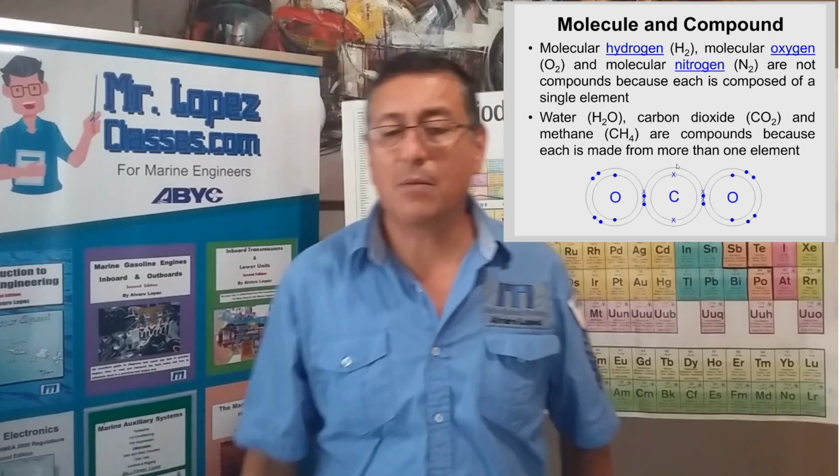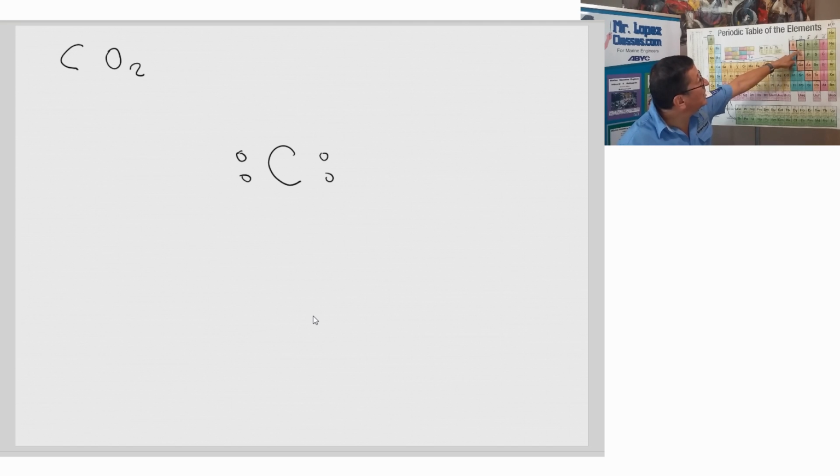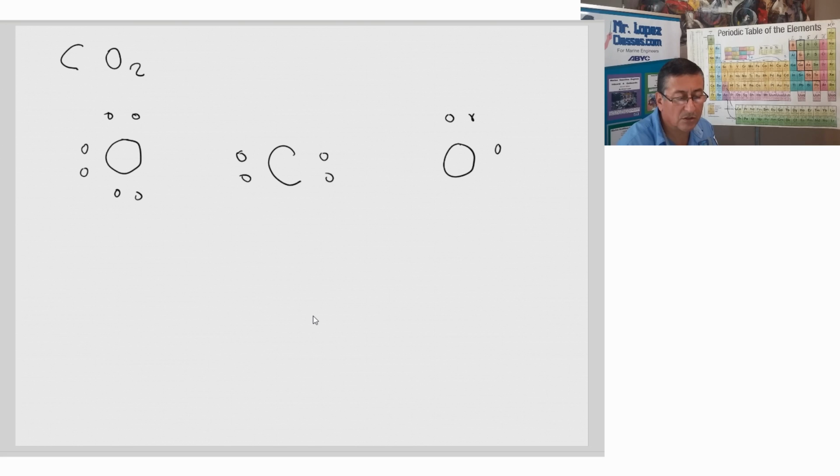Let me explain why carbon monoxide is not good. We are going to check carbon dioxide, CO2. All right, I am going to draw one carbon here in the middle with four electrons in the last orbit, because carbon is located here in group number 4. And I am going to draw 2 oxygens, each oxygen with 6 electrons in the last orbit.